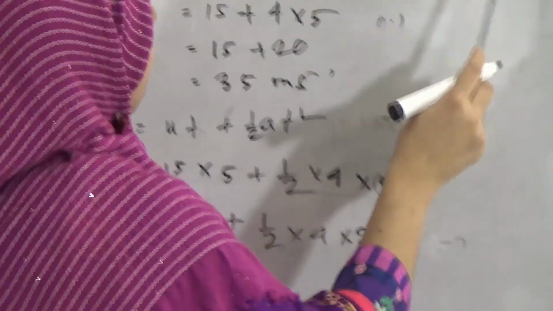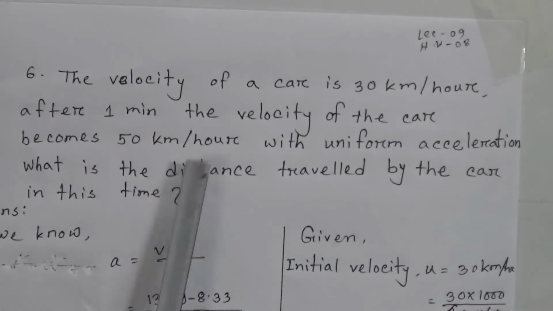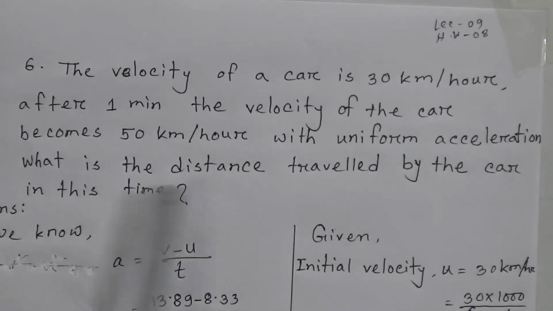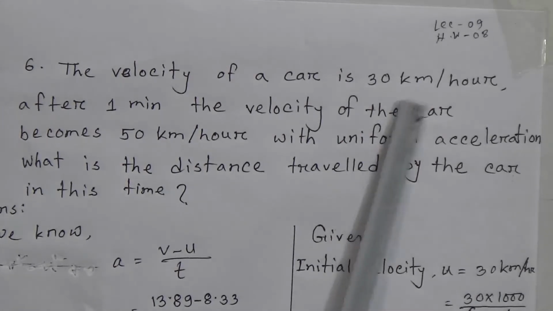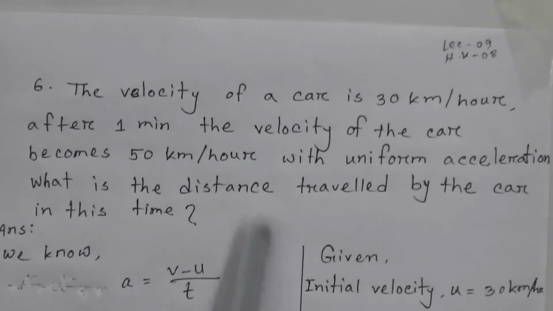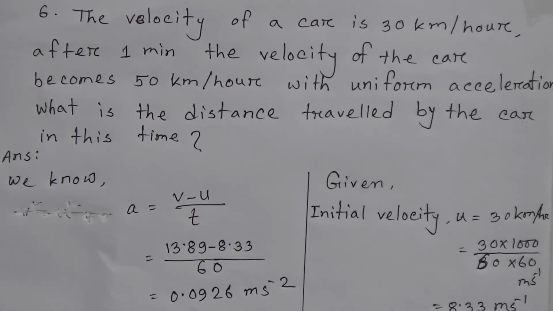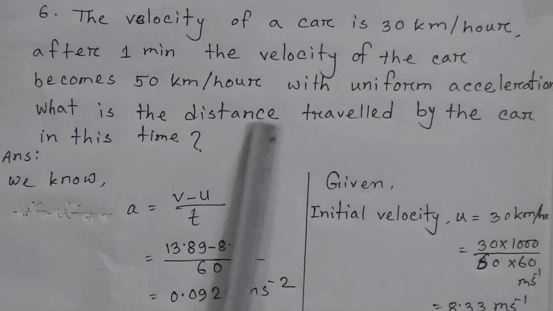The velocity of a car is 30 km per hour. After 1 minute, the velocity of the car becomes 50 km per hour with uniform acceleration. What is the distance travelled by the car in this time? My dear students, here the given initial velocity is 30 km per hour, and we have to convert kilometer into meter and hour into second. That means initial velocity becomes 8.33 meter per second, and the final velocity v, 50 km per hour, becomes 13.89 meter per second, and time is 1 minute, that means 60 seconds. We have to find the distance travelled by the car.